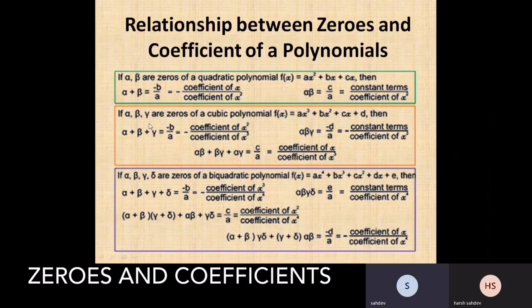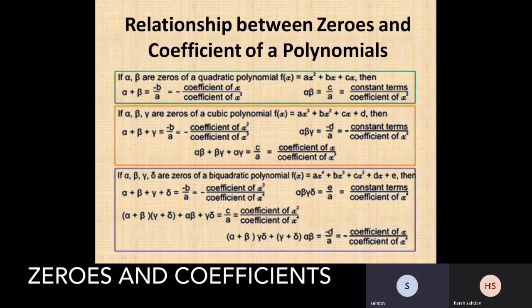Next, for a cubic equation, alpha, beta and gamma are zeros of the cubic polynomial f(x) equals ax cube plus bx square plus cx plus d. This is a function. Then alpha plus beta plus gamma is the sum of roots. Again, the sum of roots will equal minus b upon a, as shown above also. Minus b is basically the coefficient of x square, and a is the coefficient of x cube. Next, alpha, beta, gamma, the product of roots, will be minus d upon a.